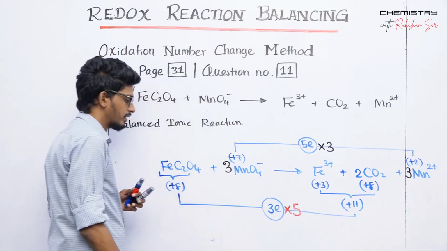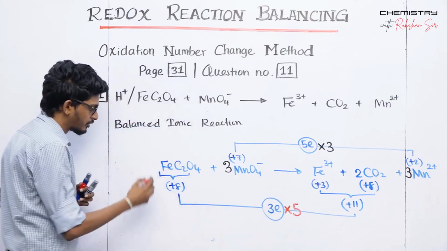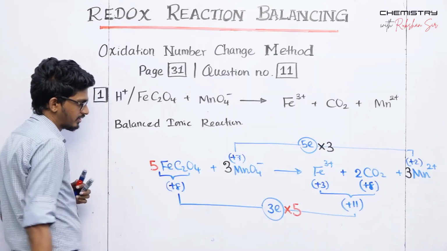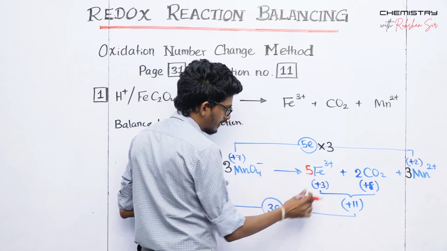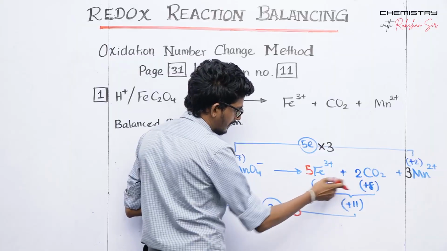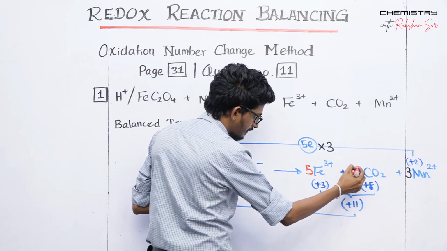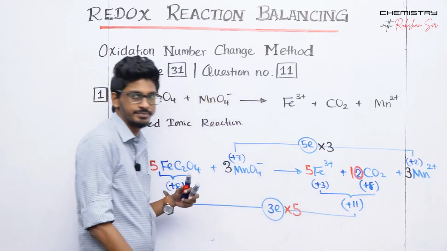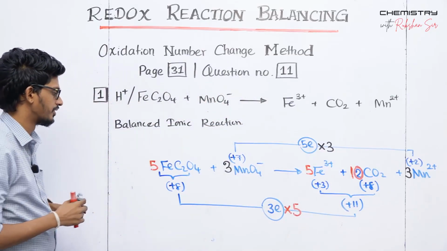I'm using different colors to get the idea clearly. So this thing should be multiplied with 5. That means this branch should be multiplied with 5, 5 here, and these two things should also be multiplied with 5. That branch included these two guys, right? So this is 2 into 5, which is just 10. Okay, so that is the balancing of oxidation states.